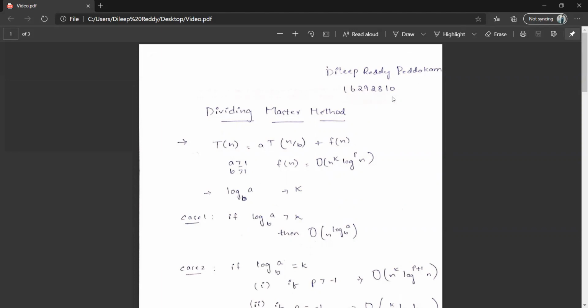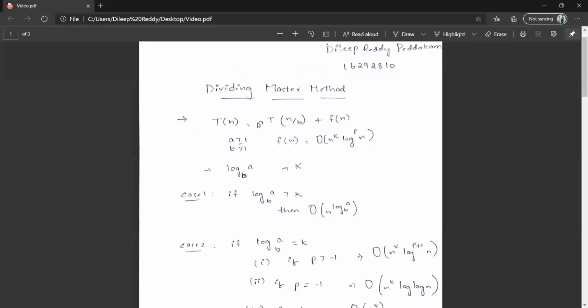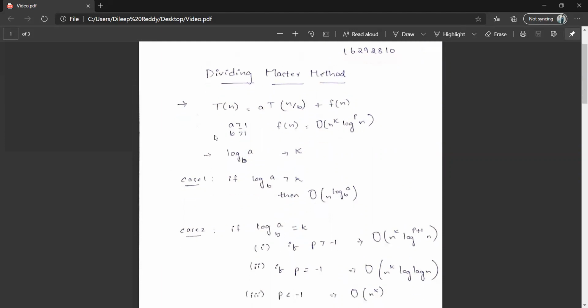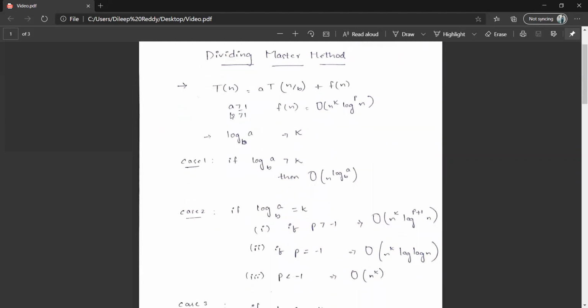We're going to see the dividing master method. This is the general form for the dividing master method: T(n) = aT(n/b) + f(n). We assume that a is greater than or equal to 1 and b is greater than 1, and f(n) = O(n^k log^p n).